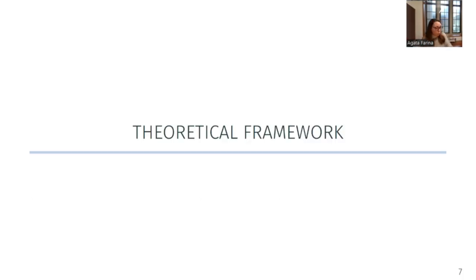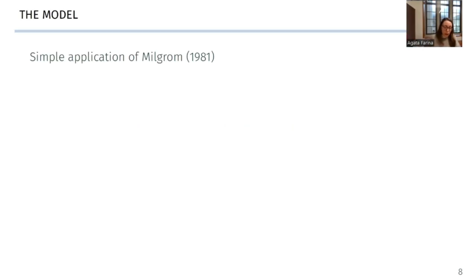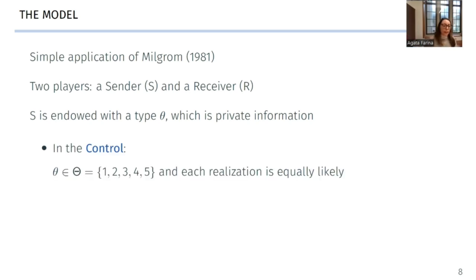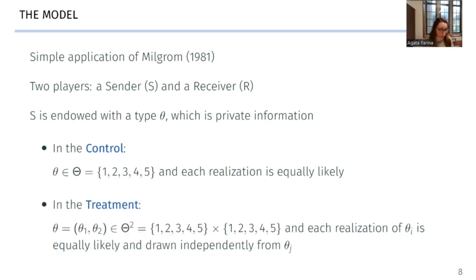Okay, let me just move to our theoretical framework. I'm going to be quick here because really our model is a simple application of the model by Milgrom, 1981. We have two players, a sender and a receiver. The sender is endowed with some private information that we will call a type, theta. And we're going to have two different games, a control game, which is more standard, in which this type theta is just a scalar. So it's going to be an integer from 1 to 5, with each of these realizations being equally likely.